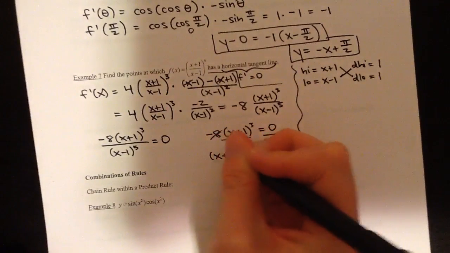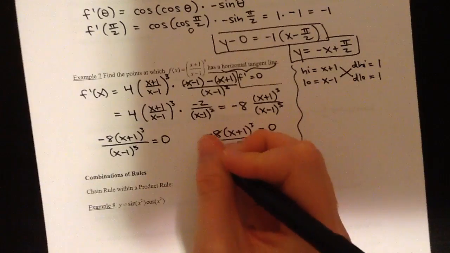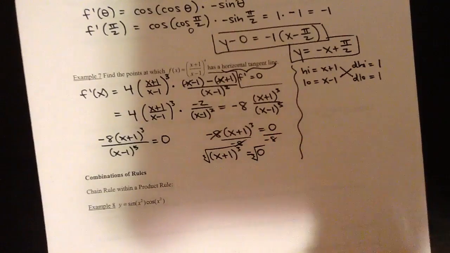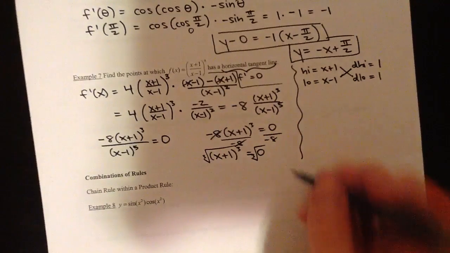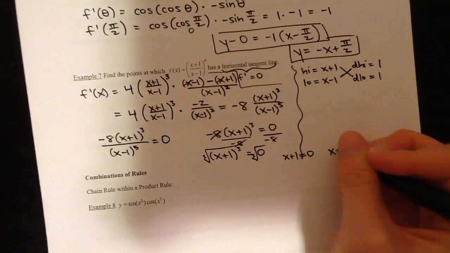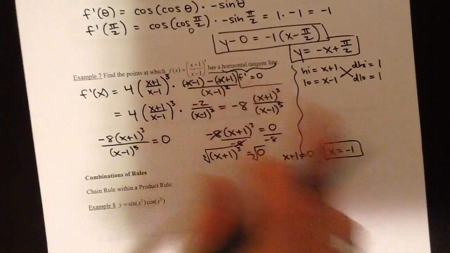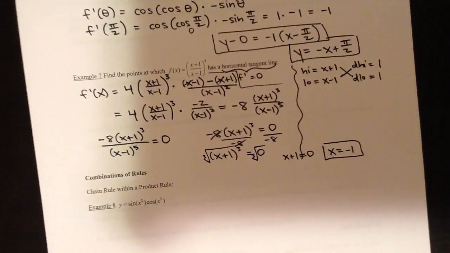And I have x plus 1 cubed equals 0. Then I could take the cube root of both sides, but of course the cube root of 0 is still just 0. So I'm taking x plus 1 and I'm setting it equal to 0. And so I get an answer of x equals negative 1. So if I were to look at this graph, negative 1 would have the only horizontal tangent line.